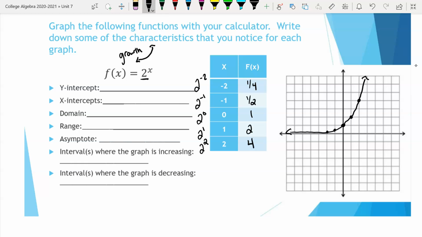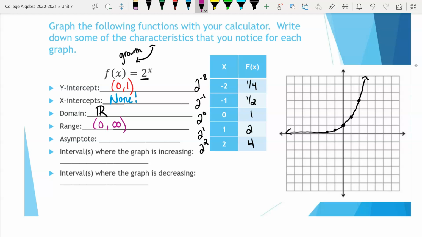So the y-intercept is where it crosses the y-axis. And on this one, it's going to cross the y-axis at 1. Notice it never crosses the x-axis, so there are no x-intercepts. Our domain is how far left to how far right. When you think about this, it's going to go on forever, so that would be all real numbers. Our range, notice it never touches 0, that's the lowest point, but it goes up forever. So our range would be 0 to infinity.